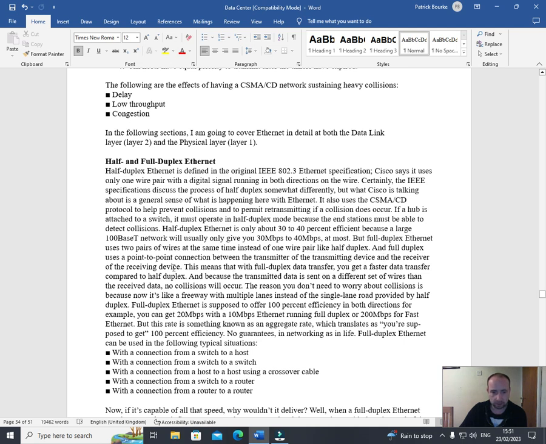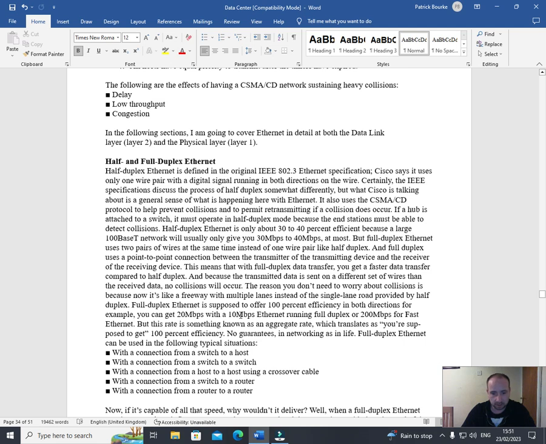And full duplex uses a point-to-point connection between the transmitter of the transmitting device and the receiver of the receiving device. This means that with full duplex data transfer, you get a faster data transfer compared to half duplex, and because the transmitted data is sent on a different set of wires than the received data, no collisions will occur. The reason you don't need to worry about collisions is because it's like a freeway with multiple lanes instead of a single lane road provided by half duplex.